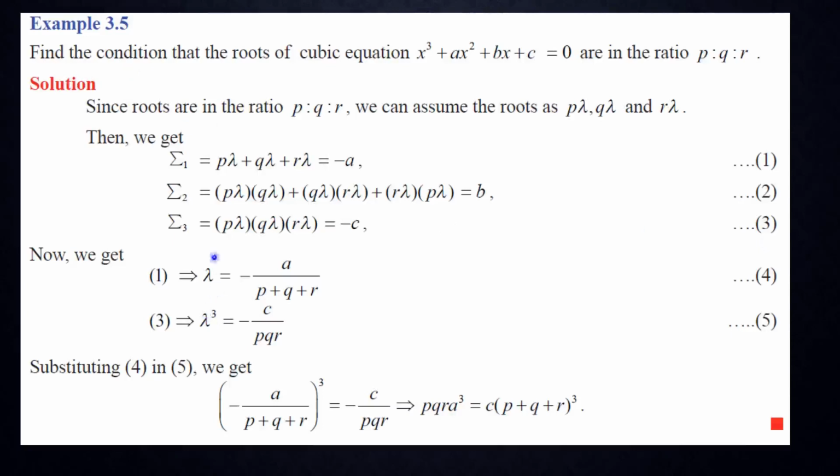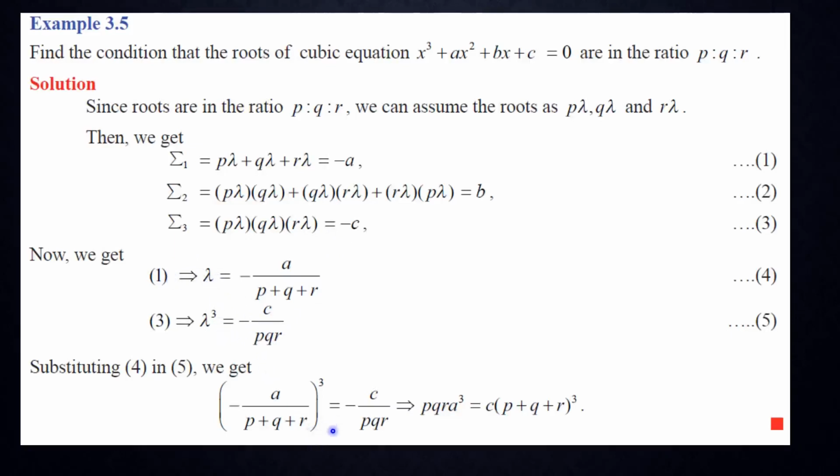Okay, so from the first equation you have to find the lambda value, that is you have to take the lambda as common, then you have to bring this p plus q plus r to this side in denominator. Okay, so lambda answer is minus a divided by p plus q plus r, and from the third equation you have to multiply this, means we will get p q r and lambda cube equal to minus c. Okay, so lambda cube answer is minus c divided by pqr. Then you have to substitute that 1 lambda value in 3. We will get this answer.